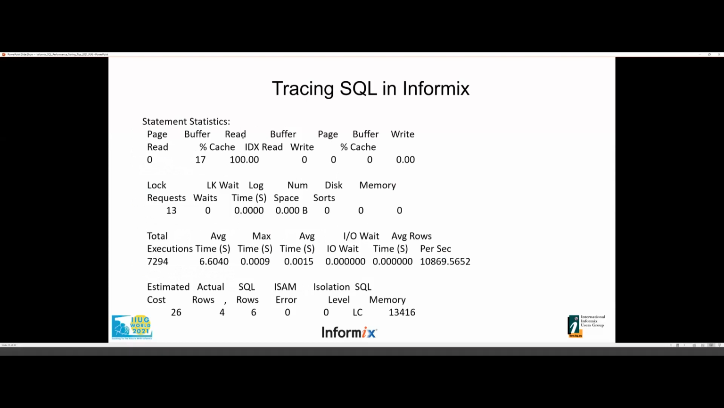And then it gives more information about your buffer reads, page reads, buffer writes, lock waits, lock requests, total execution times, how many times it was executed. Down here, it'll give you actual rows returned. If there's an ISAM error, it would give you the error number here if you had an error.